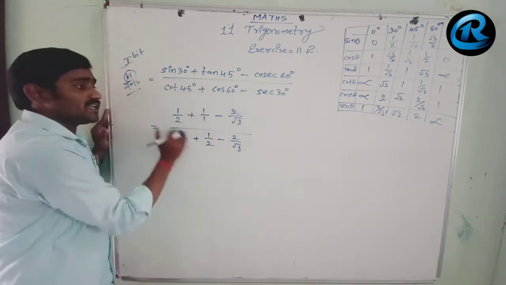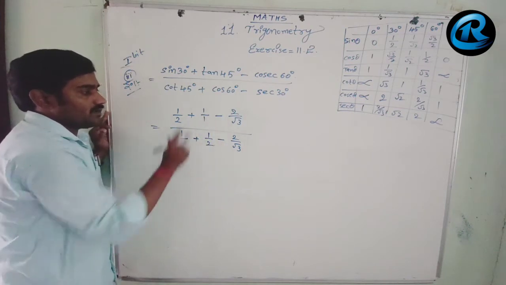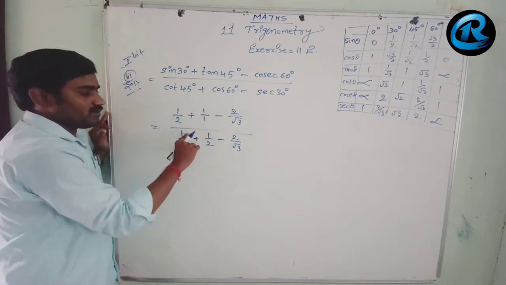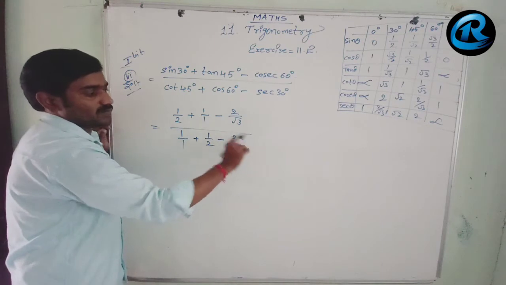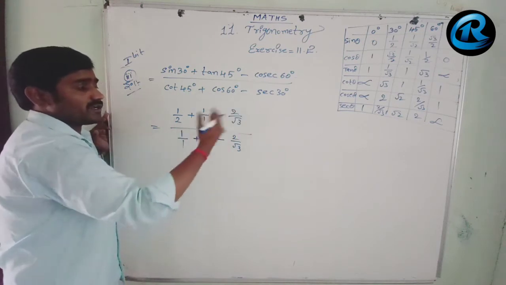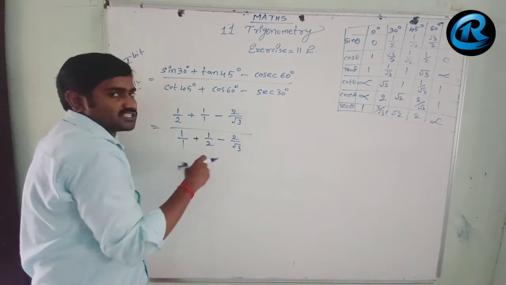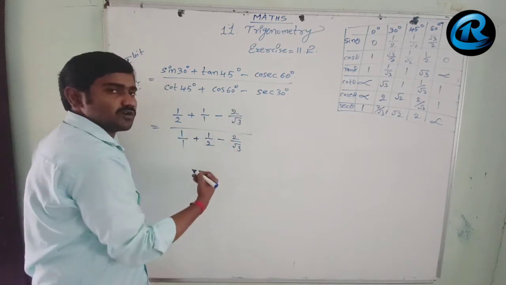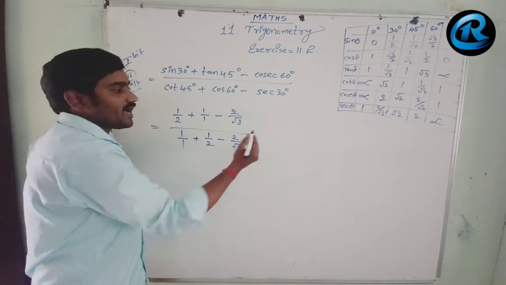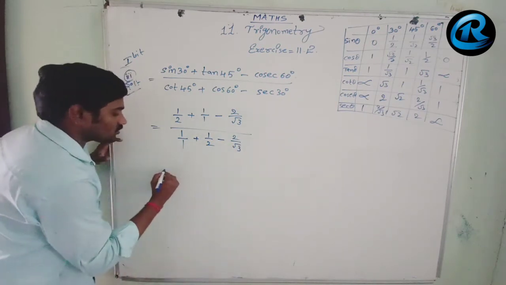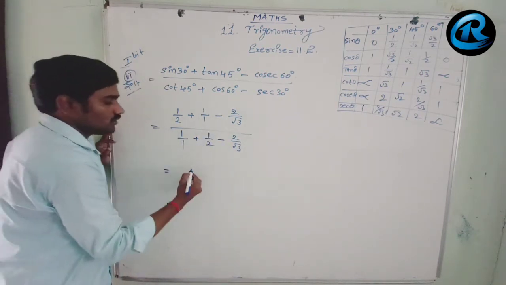If you observe clearly, in the numerator part and denominator part, we have 1 by 2 plus 1 by 1 minus 2 by 3 in both. Whatever sum we get in the numerator, in the denominator also we get the same sum. So you can cancel both numerator and denominator directly, and you get the answer as 1. Or we can also simplify this. We can simplify it once.